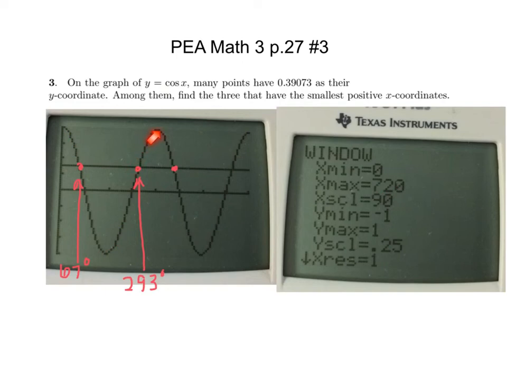What would this angle right here be? 360 plus 67, which would be 427. Those are your 3 smallest. Questions there?